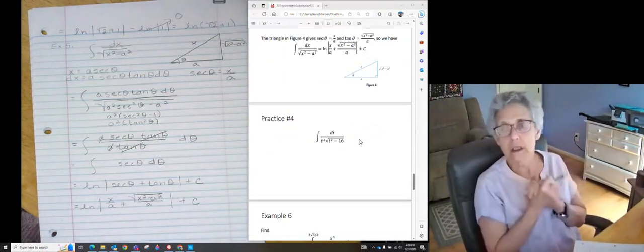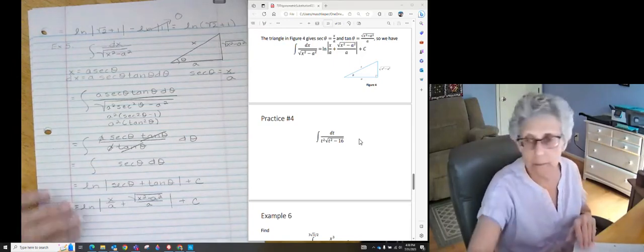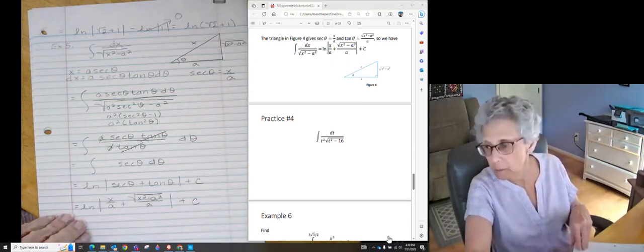Your turn. This one's going to use secant. Give it a try. We'll meet back and compare.